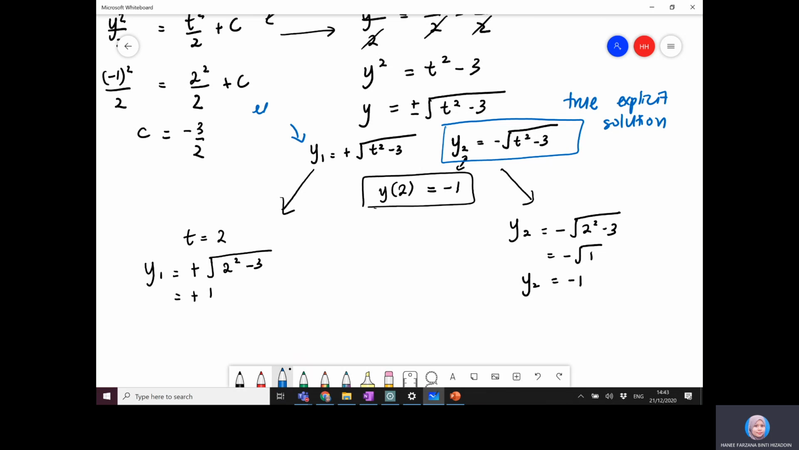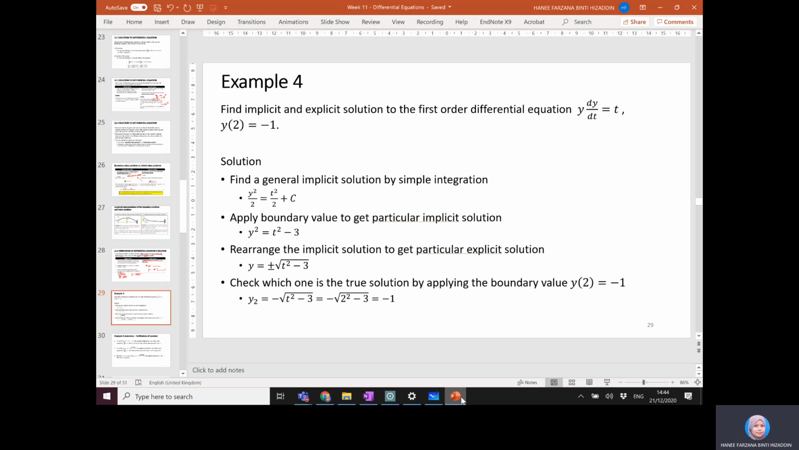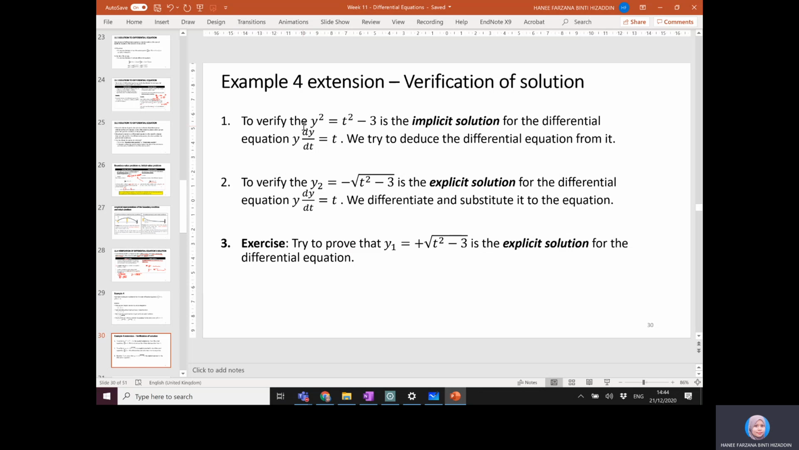This other one is still an explicit solution, but not the true one, because it doesn't satisfy the given condition. Okay, it doesn't satisfy this one. So this is the true explicit solution. So what's next in the slide? Okay, so it says to check which one is the true solution by applying the boundary value problem. So now we know that y2, with the negative square root, is the true explicit solution. So next we want to verify the solution.